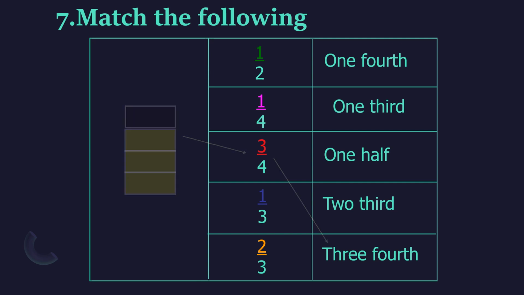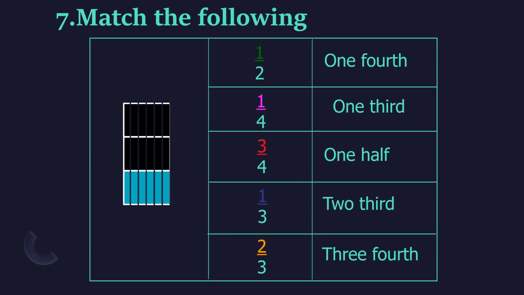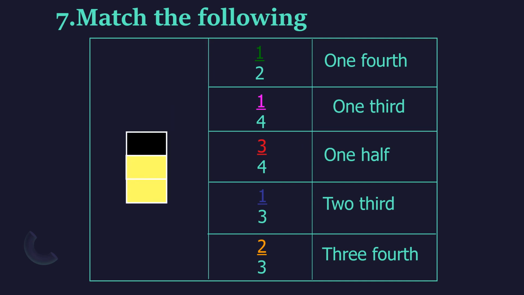Next, 1 by 3. So total 3 parts, 1 shaded. So 1 by 3 is nothing but one third. 2 by 3, two thirds.